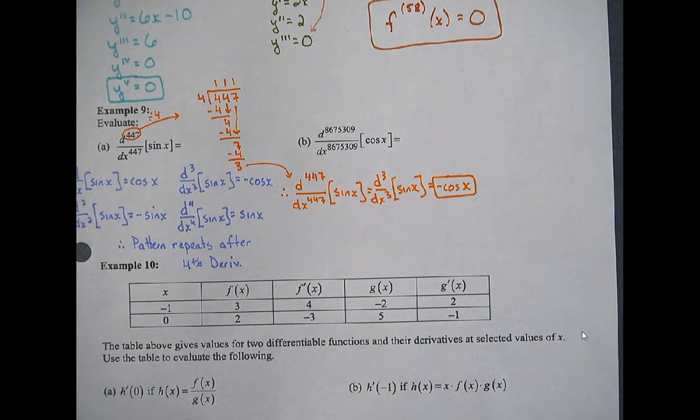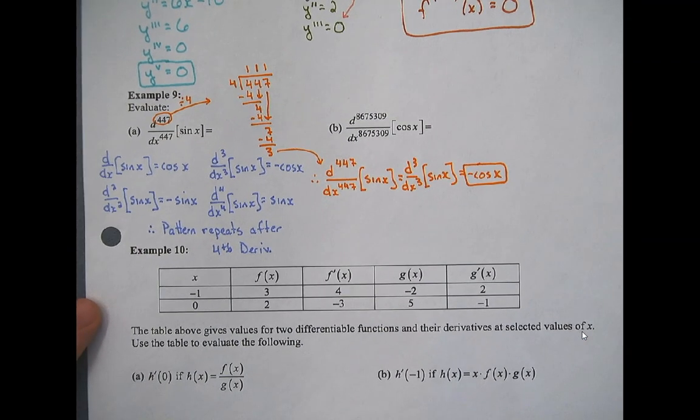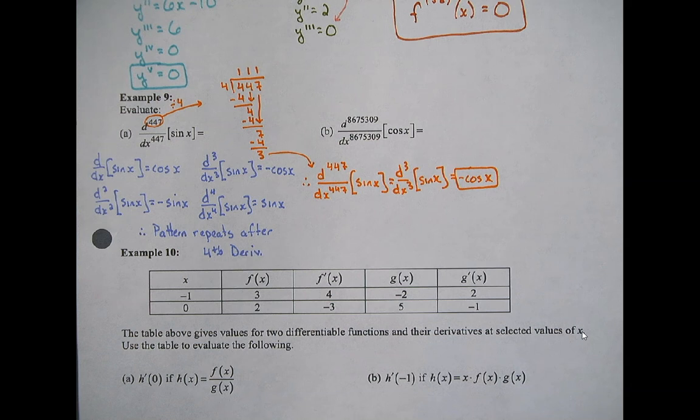I wonder if you could try the next one on your own. Pause it and try the next one on your own. See how the pattern works for cosine. Okay, let's see how you did.